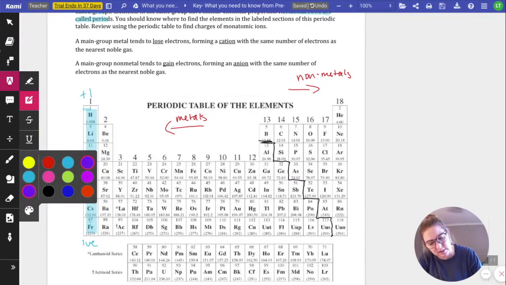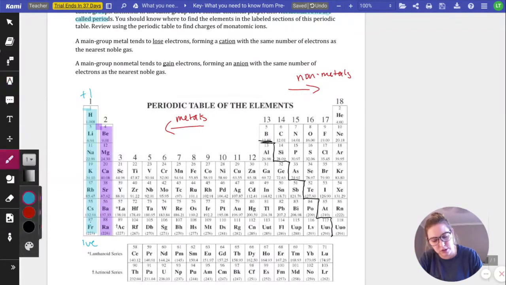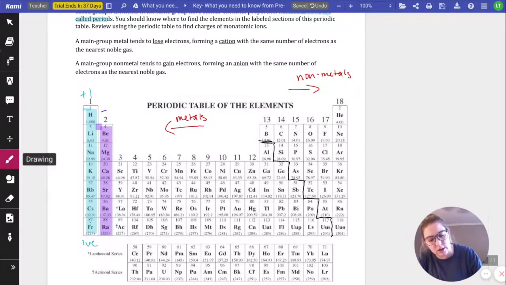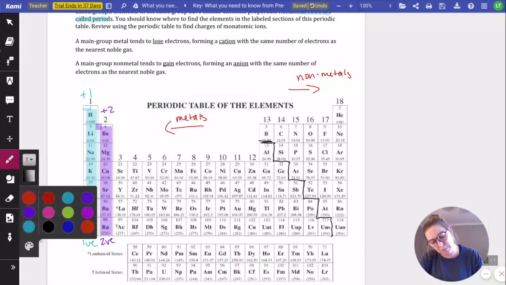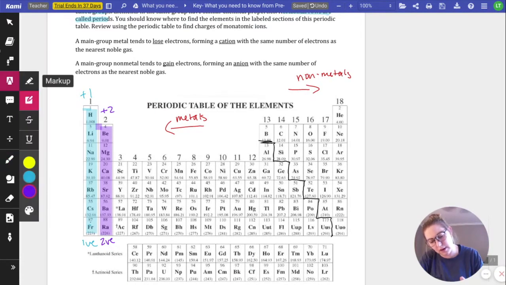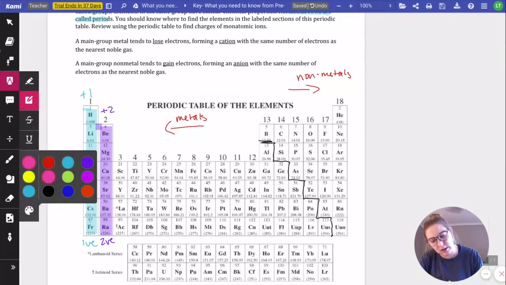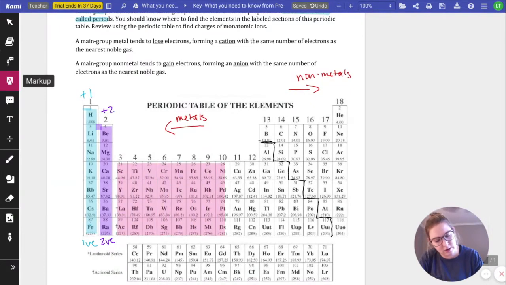Next, we have our alkaline earth metals right there, group 2. They have a charge of positive 2, and they have 2 valence electrons. Now in the center, those are our transition metals. Groups 3 through 12 are the transition metals. They have various charges, and it kind of depends. That's something we'll talk about this year.